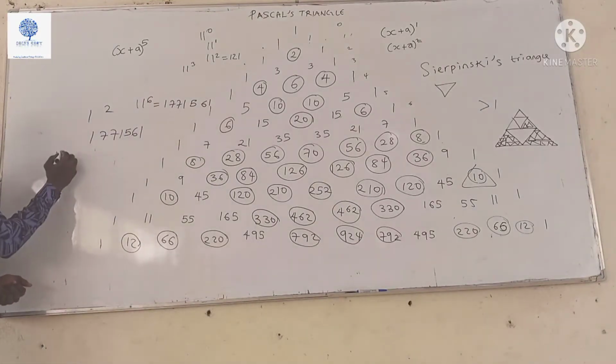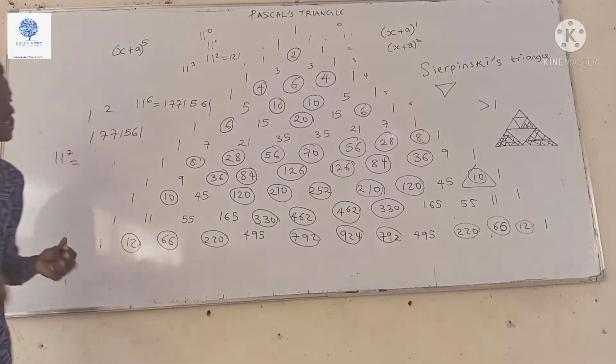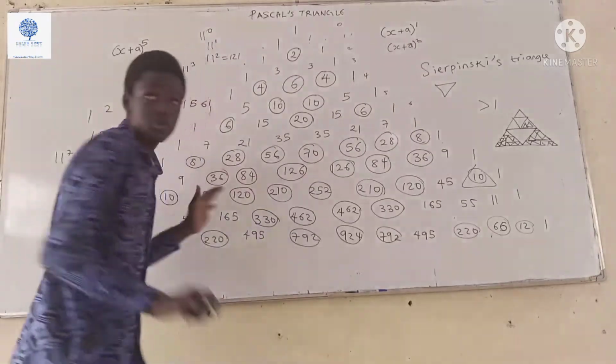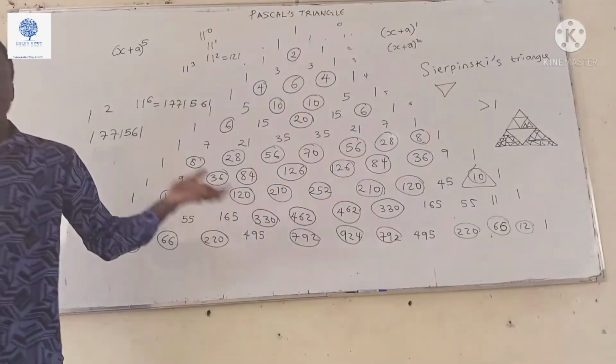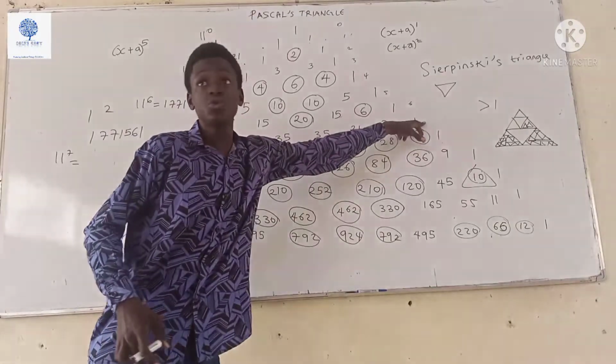If you do the same thing for 11 raised to the power of 7, what you need to do is work it out without pressing your calculator and telling me any answer. This is our 7th row.